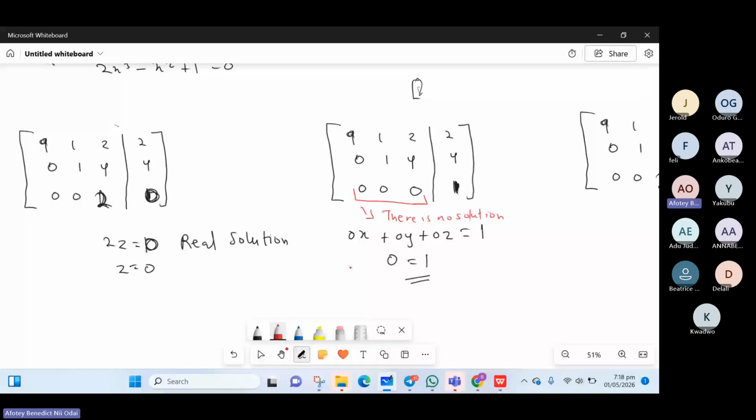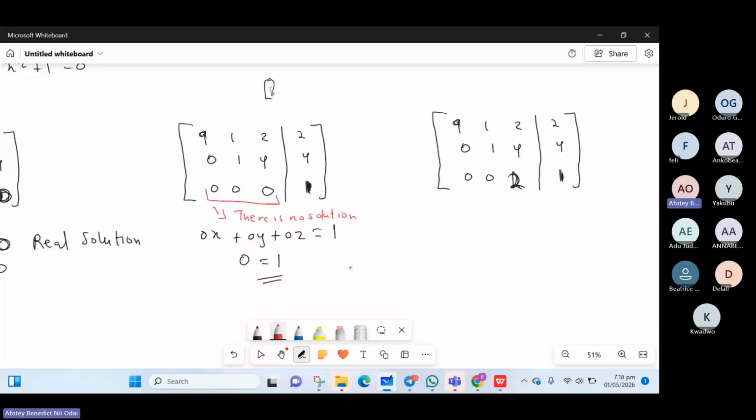Now this is the final case. In the final case, we have a 0 here and also a 0 here. And in this case, we have infinitely many solutions.